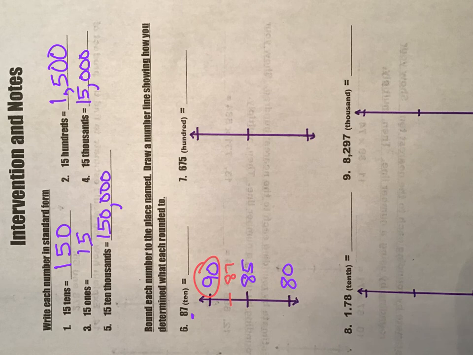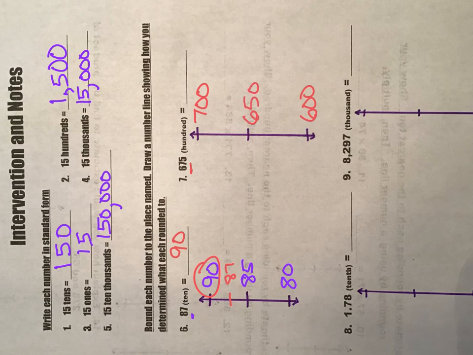Okay, 675. We're going to round it to the hundreds place. The digit in the hundreds is the 6. So my low is going to be 600. My high is going to be 100 more than that, which would be 700. My midpoint is going to be halfway between 600 and 700, which would be 650.